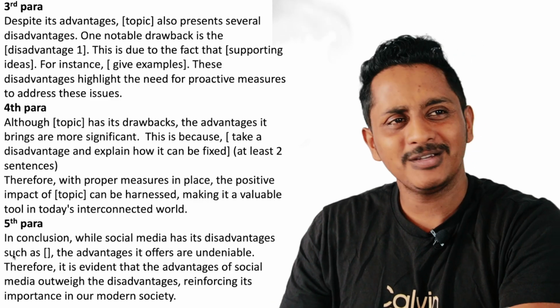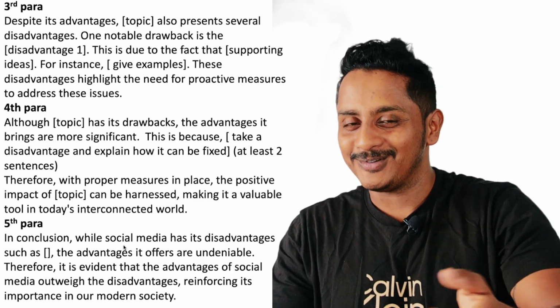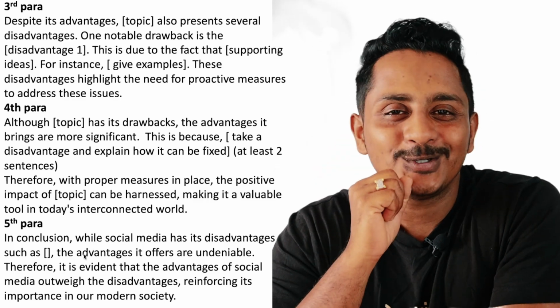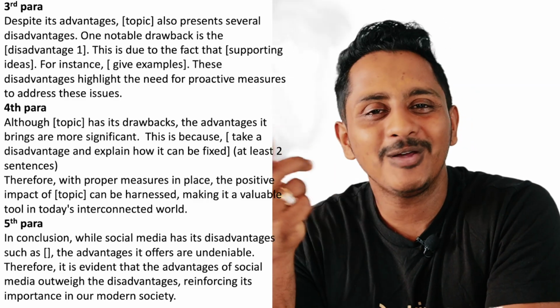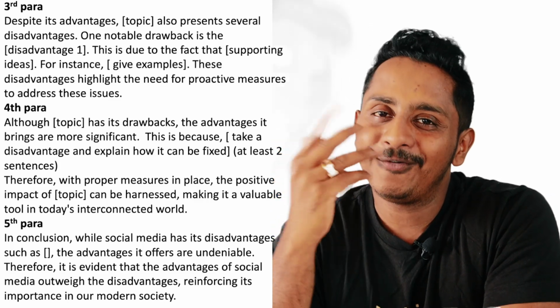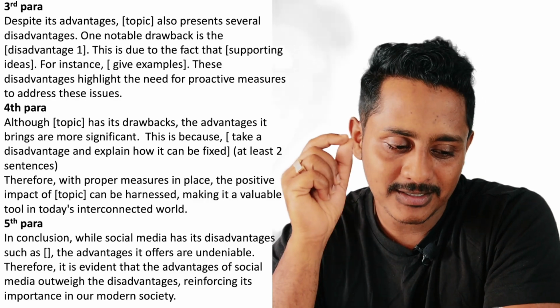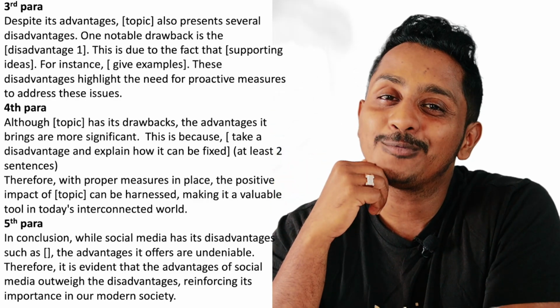Fifth para: in conclusion, while the topic, I have written social media, sorry, topic, has its disadvantages such as whatever disadvantage you have written in the third para. Take 1 or 2 lines, 1 or 2 words. The advantages it offers are undeniable. Therefore, it is evident that the advantages of the topic outweigh the disadvantages, reinforcing its importance in our modern society.